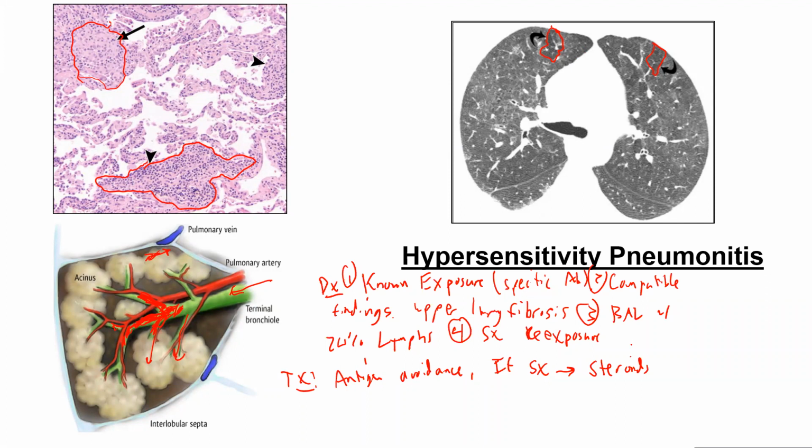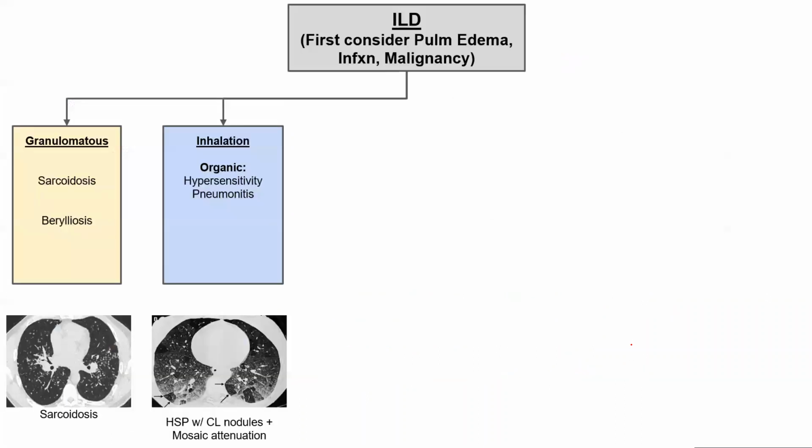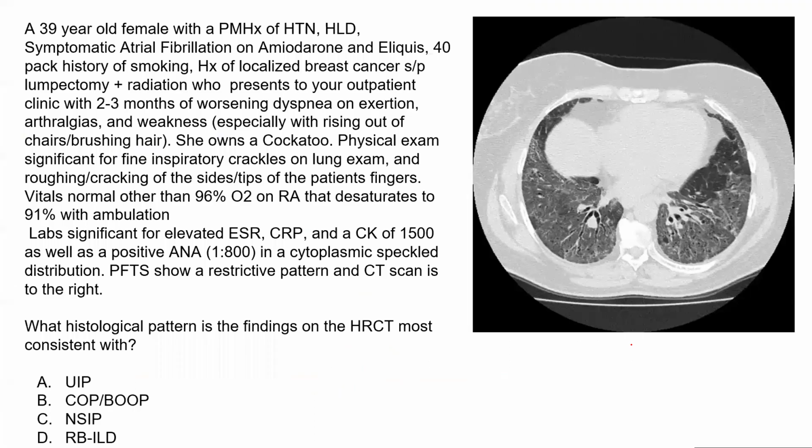All right. So next question. I think this is probably the last question we got. A 39-year-old lady, past medical history of hypertension, hyperlipidemia, symptomatic AFib on amio and Eliquis, 40-pack year history of smoking, history of localized breast cancer, status post lumpectomy and radiation. She presents to your clinic with 2 to 3 months of worsening dyspnea on exertion, arthralgias, and weakness.